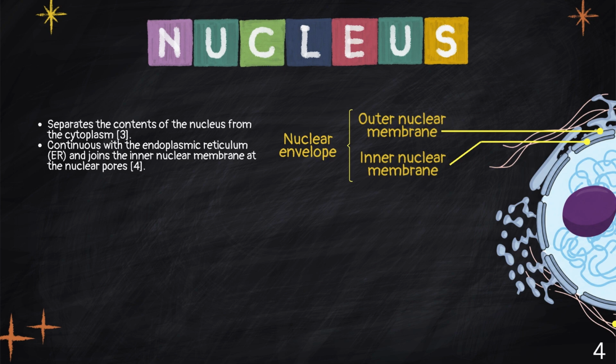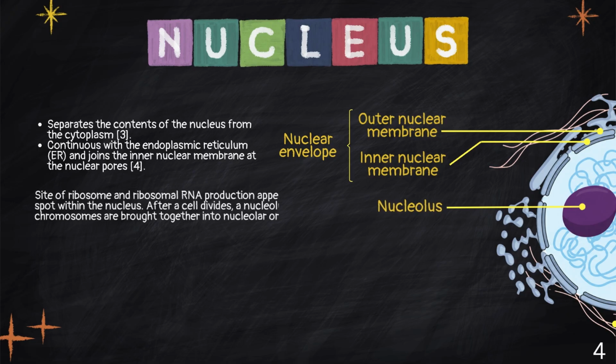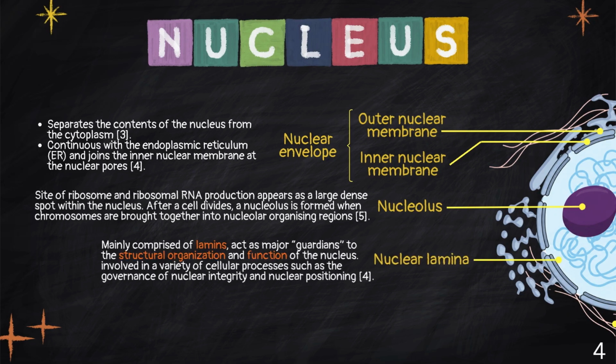Inside the nucleus, we also find the nucleolus, which is the site of ribosomal RNA production and ribosome assembly. It appears as a large, dense structure. The nucleolus forms when chromosomes come together after cell division. Just beneath the inner nuclear membrane is the nuclear lamina, which is mainly made of lamins. It provides structural support, helps maintain nuclear shape, and is important for nuclear integrity and positioning.